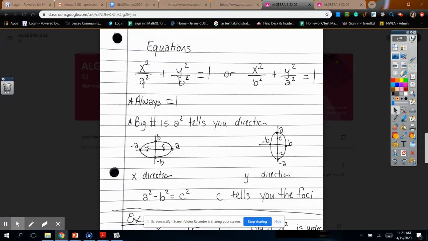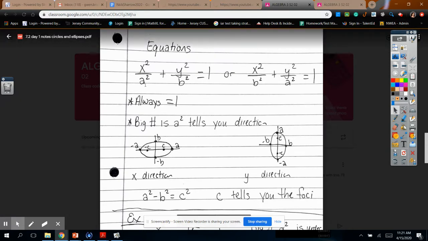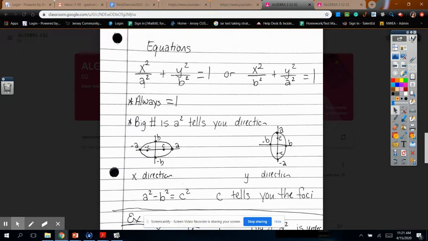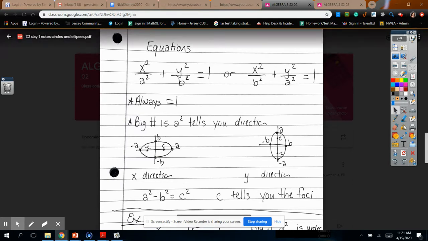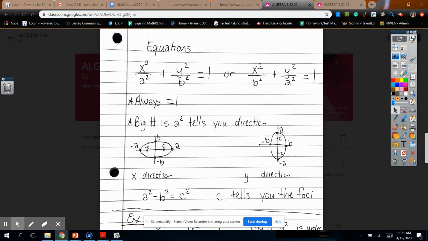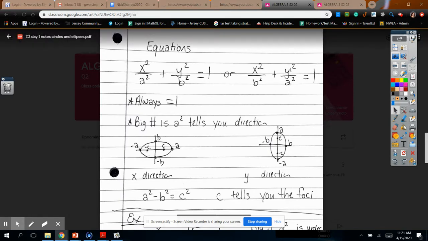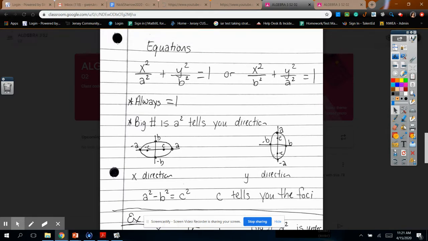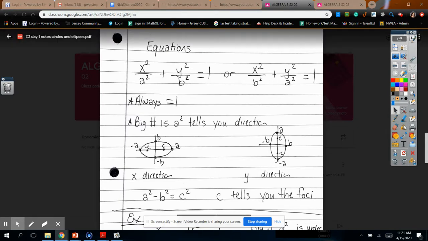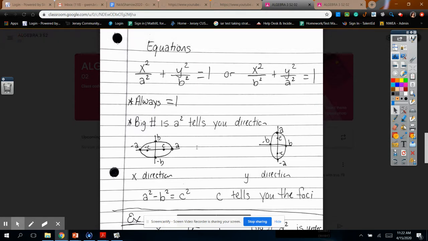But do you see how the a squared is under x here? Just because a is going to be the bigger number, and if the bigger number is under x, then it's going to be bigger in the x direction, and it's a normal Stewie head. If the big number is under y, it's going to be bigger in the y direction, and the Stewie head is going to go this way. The c is where the eyes come, and that comes from that formula, a squared minus b squared equals c squared.